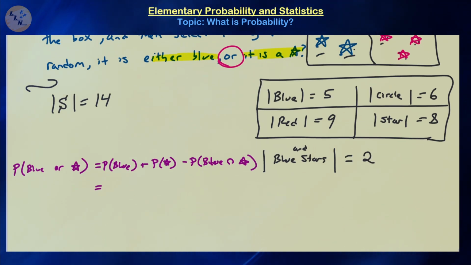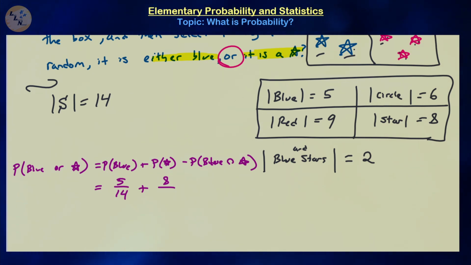How many blues do we have? Remember, the size of our blue set is 5, so the probability of blue is going to be 5 divided by the size of the sample space, 14. The probability of star is going to be the size of star divided by the size of the sample space it's coming from, which is 14. And the probability of blue and star is going to be 2 divided by the size of the sample space that set belongs to, which is 14.